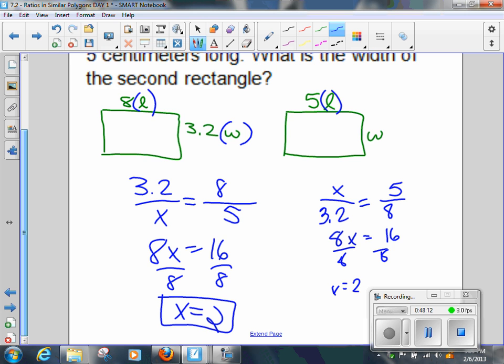You can, if you want to, plug it back into the proportion. Well, it should work, because 3.2 divided by 2 should be equivalent to 8 divided by 5. Okay? All right, look at the next one.